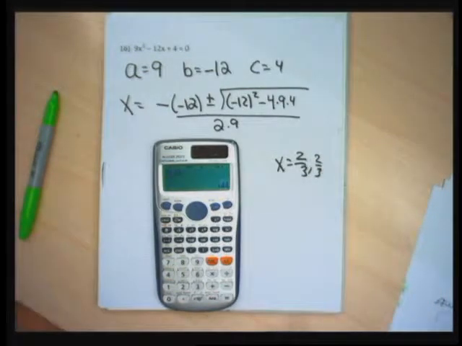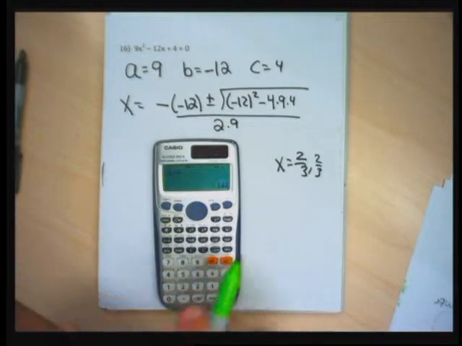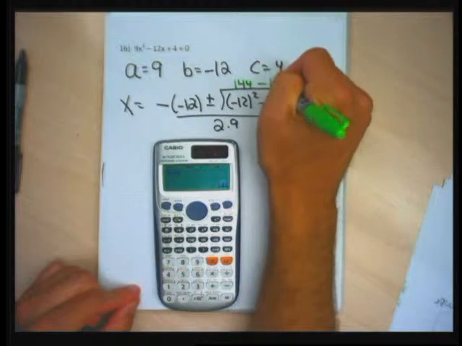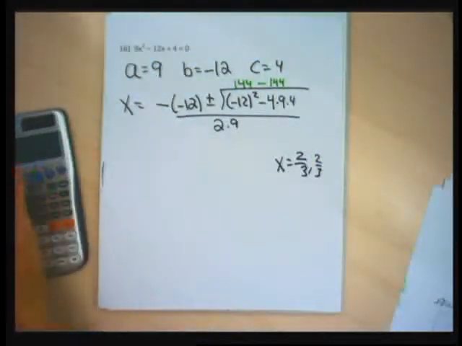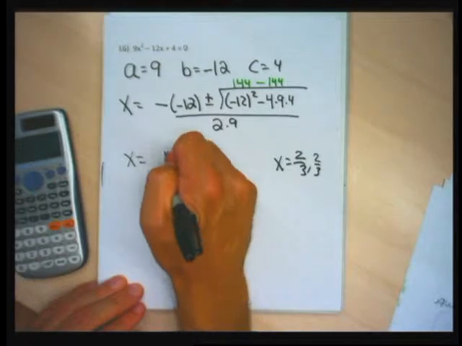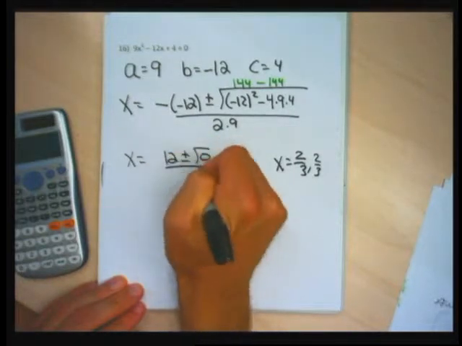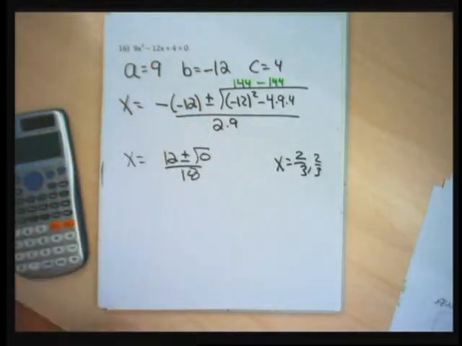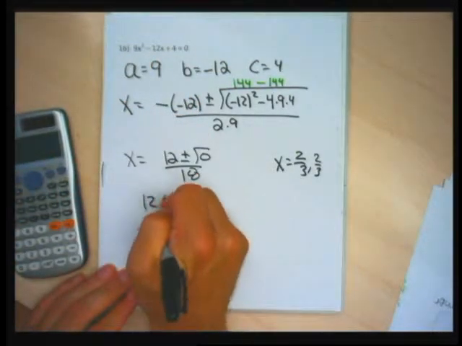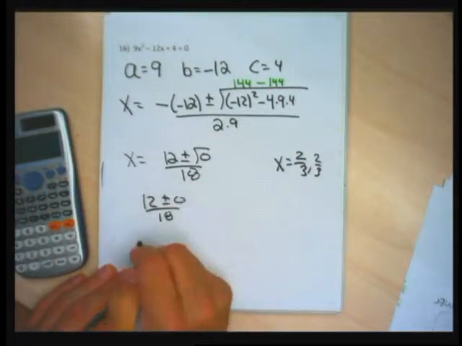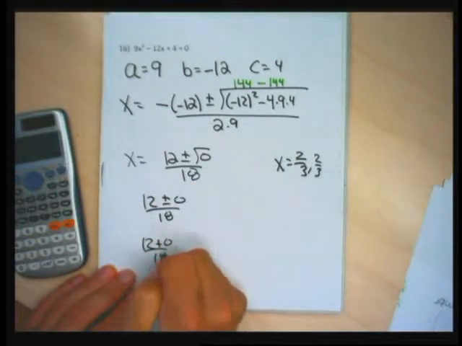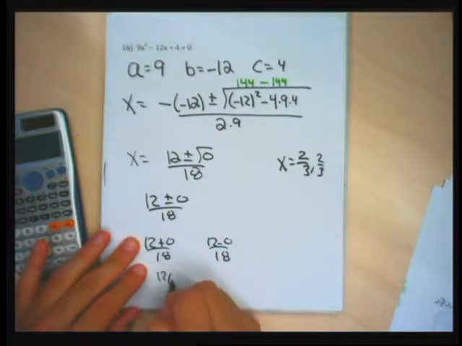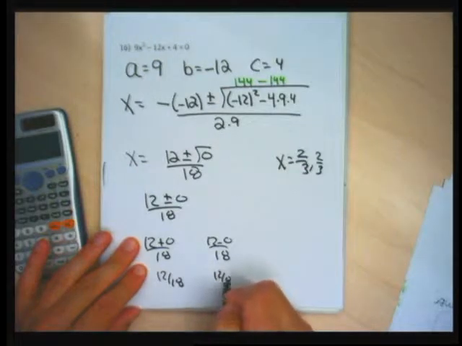If I was doing this by hand, this wouldn't have surprised me so much, because under the square root, negative 12 squared is 144. 4 times 9 times 4 is another 144. I'd get x equals 12 plus or minus the square root of 0 over 18. When the square root comes out to be 0, you only get one answer, because this would be 12 plus or minus 0 over 18, which is 12 plus 0 over 18, and 12 minus 0 over 18. Each of these reduces to 12 over 18, which is 2/3.